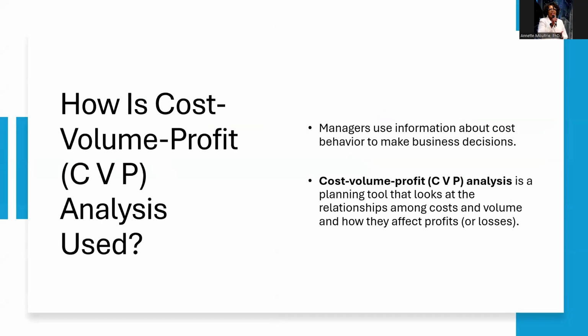Okay, so how is cost volume profit analysis used? We talked about that just a little bit in part 1. Here we're going to see how managers use this information about cost behavior to make business decisions. We said that CVP analysis is a planning tool that looks at the relationship among costs and volume and their effects on profits and losses.